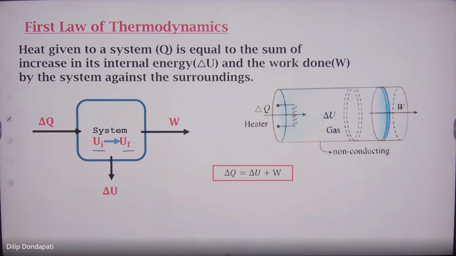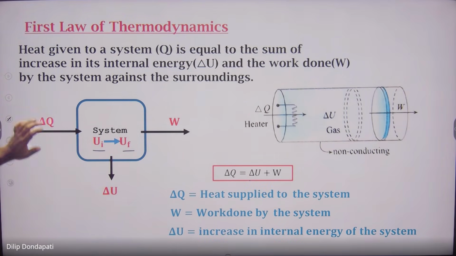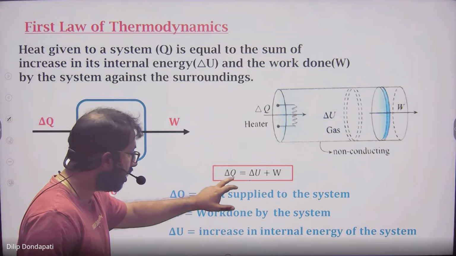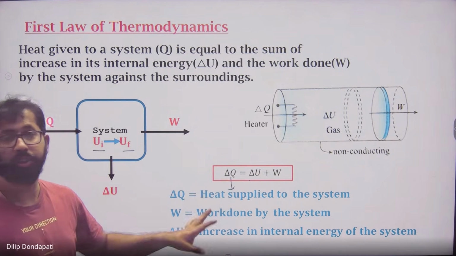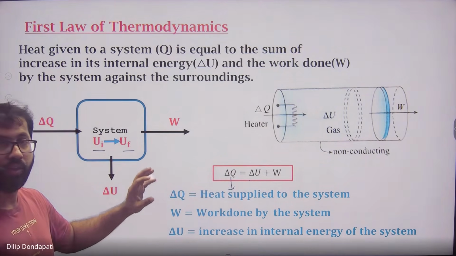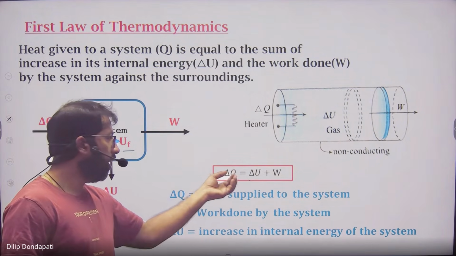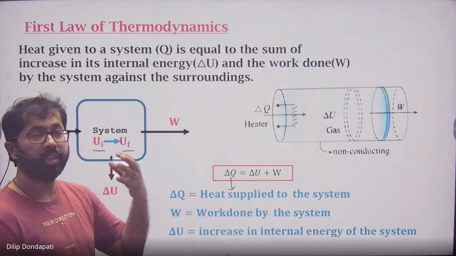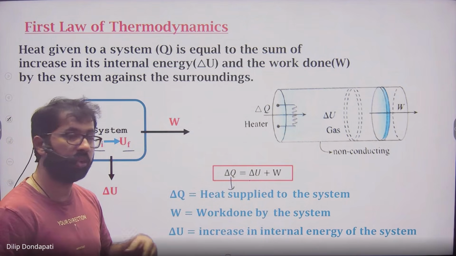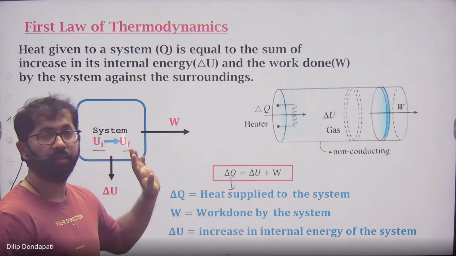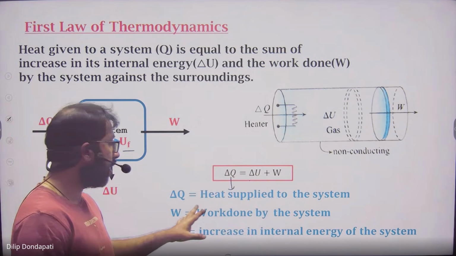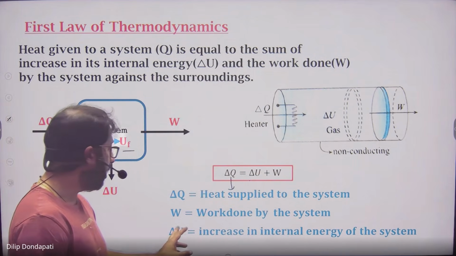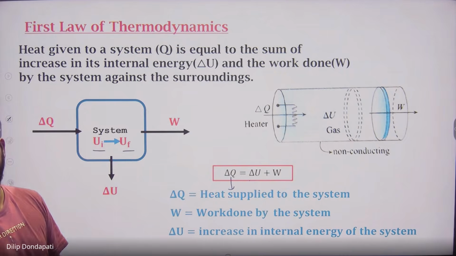Heat is given to the system, and you should know this sign convention. This delta Q here is always the heat supplied to the system. This is the standard one you use in thermodynamics. Suppose heat is given by the system, then you should take it as minus. W is the work done by the system, and delta U is nothing but the increase in the internal energy of the system. This is the first law.